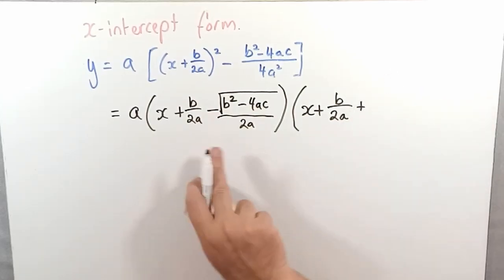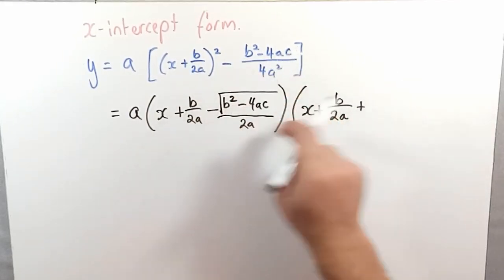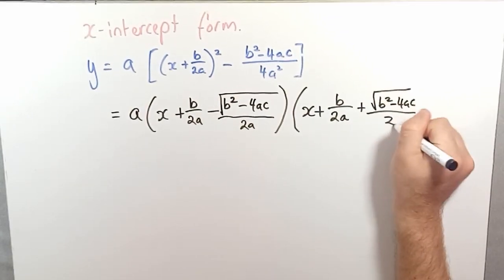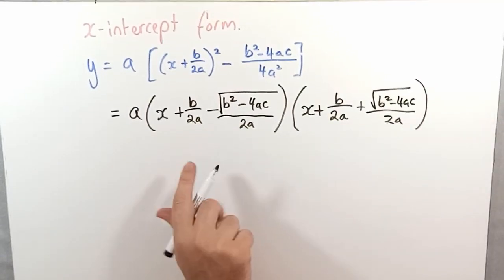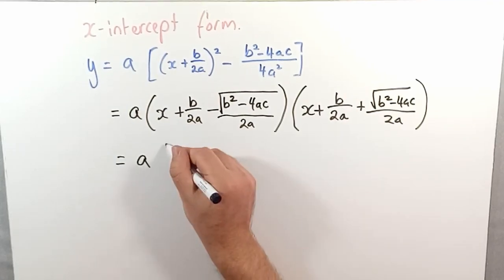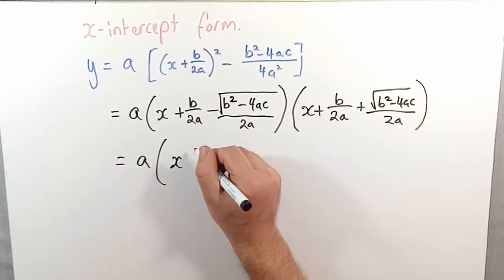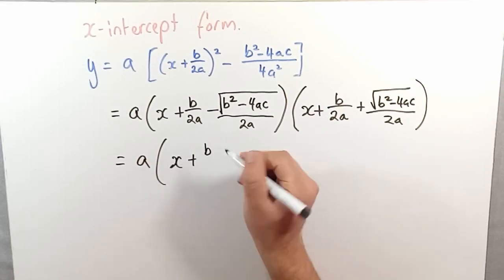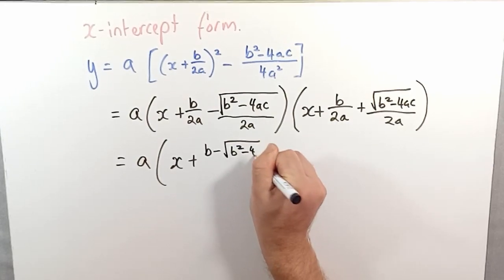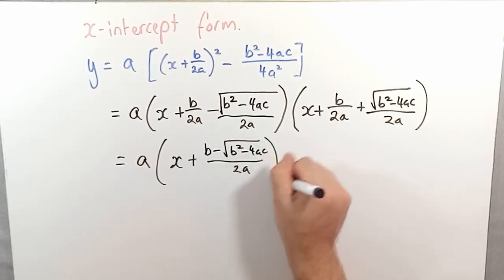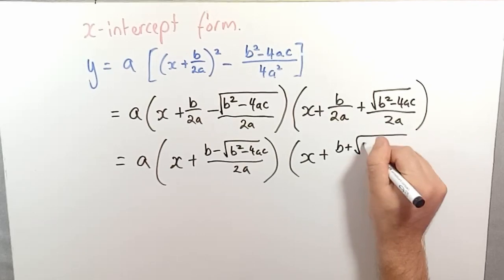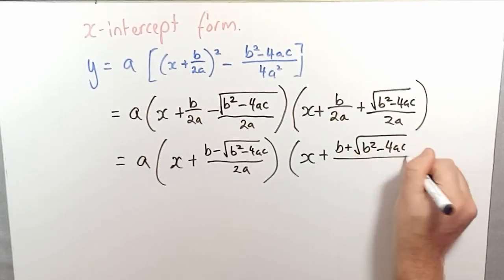Instead of minus, we'll go plus, because this is the difference of two squares. You go minus this and plus this. Square root b squared minus 4ac over 2a. And there we go. You can see that this is literally the quadratic formula. So I've got x plus b minus square root b squared minus 4ac over 2a, and x plus b plus the square root of b squared minus 4ac over 2a.